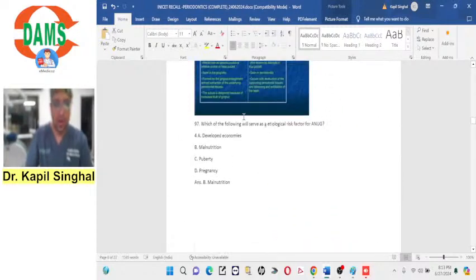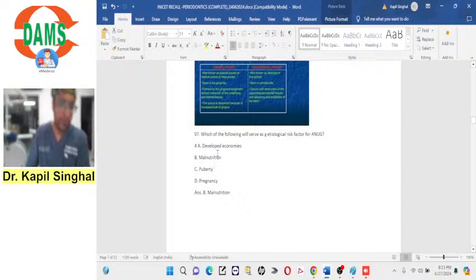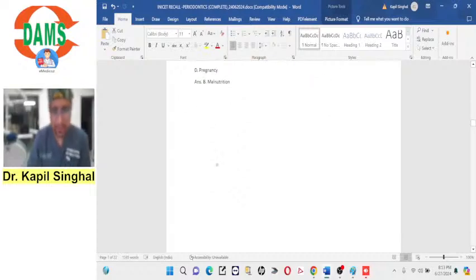So if I now see the options, developed economies, no. Poverty, poor oral hygiene, poor living conditions can lead to anak. Malnutrition is an etiological factor. B is correct, not puberty, not pregnancy. So out of these options, option B is the correct answer here.